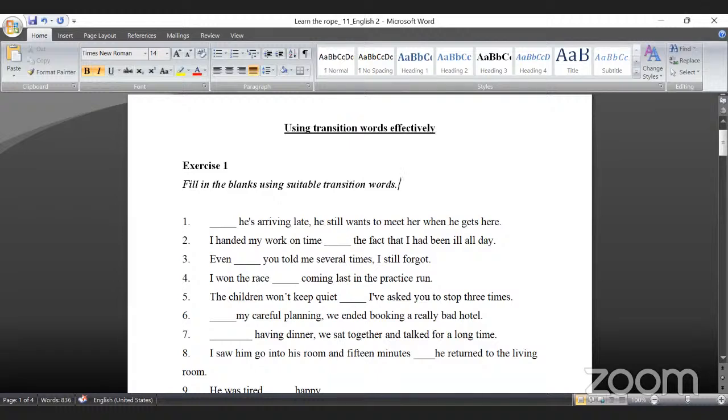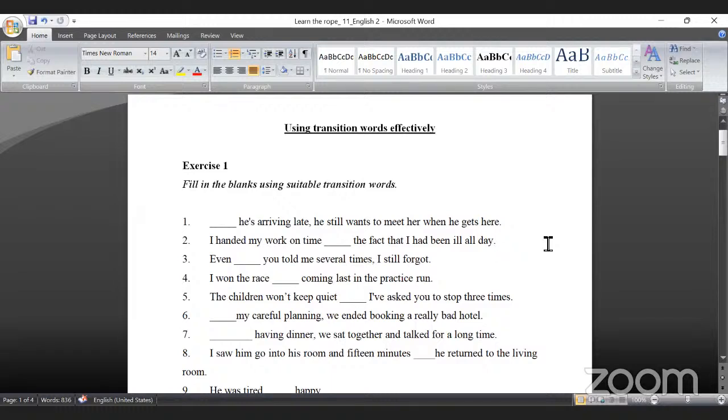So what's the first one, do you think? Now you have a quick gist of things with you. Use that to fill in the blanks here. The first one: dash, he's arriving late. He still wants to meet her when he gets here. What do you think would be a possible answer? Although. A little louder. Although. "Although he's arriving late, he still wants to meet her." Yeah, it satisfies the condition. So although or though, or anything you can use. That sounds fine there.